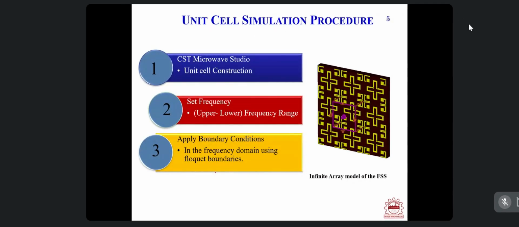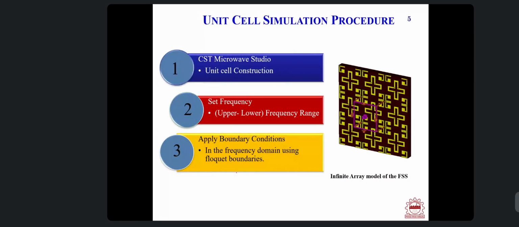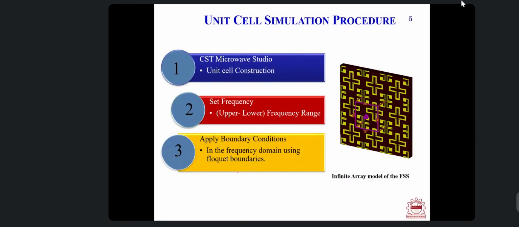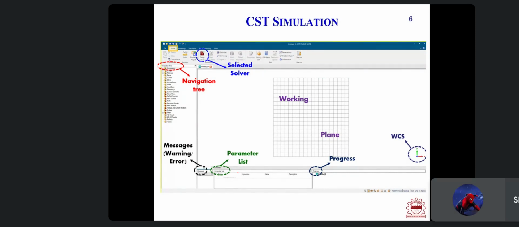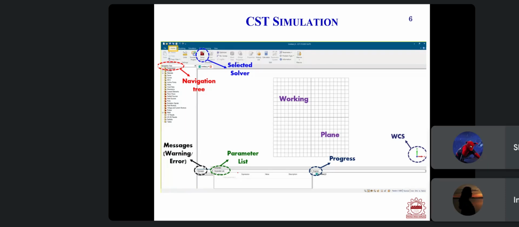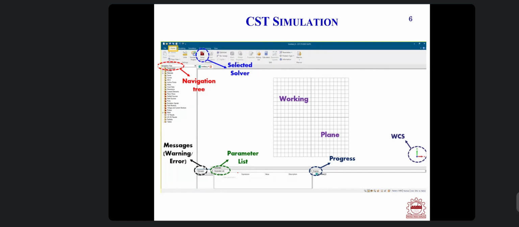Here are the steps that we are going to follow to design the FSS. First we have to construct the unit cell and set the upper and the lower frequency, and to simulate the FSS we will apply the boundary condition in frequency domain. I hope you can understand the icons in CST simulation. So there is a navigation tree and setup solver, which is in both frequency and time domain, and the working plane, parameter list, messages and progress.